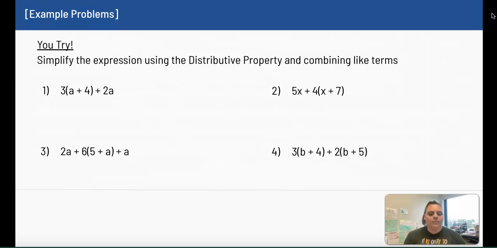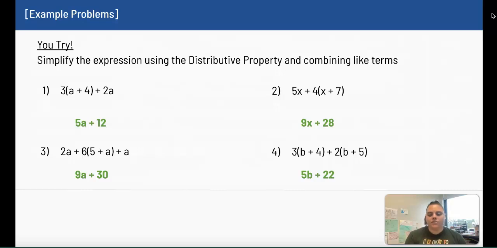I have 4 problems that I'd like you to try. Each problem requires you to distribute first, and then there are like terms that you can combine. Please make sure you are showing each step so that if you need to get help, it's easier for me to help you. So please pause the video now, try these problems on your own, and press play when you're ready to move on.